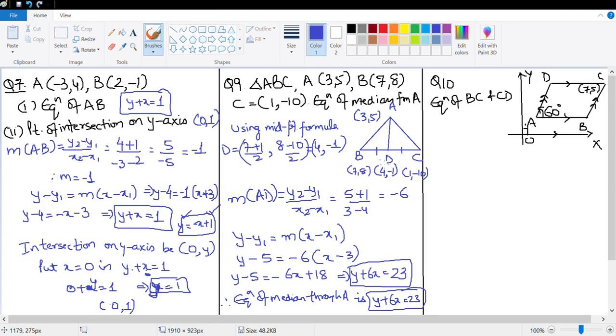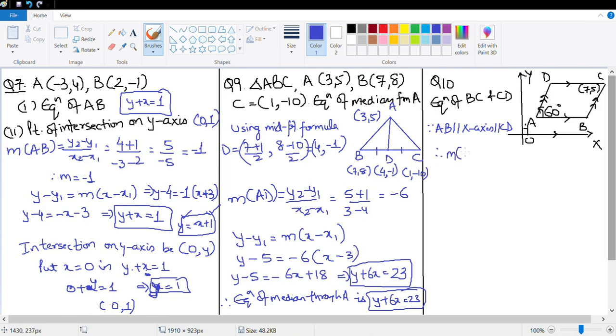The next question is question number 10. It says the following figure shows a parallelogram, which means AB is parallel to CD and AD is parallel to BC. Perfect. And AB is parallel to the x-axis. Since AB is parallel to the x-axis and parallel to CD, because it's a parallelogram, these will be equal. So what we have to calculate is the equations of BC and CD.